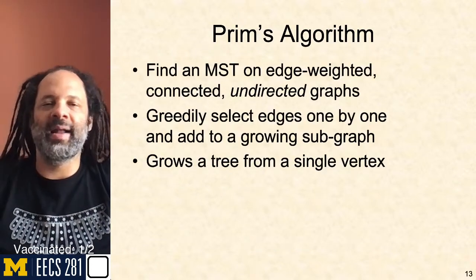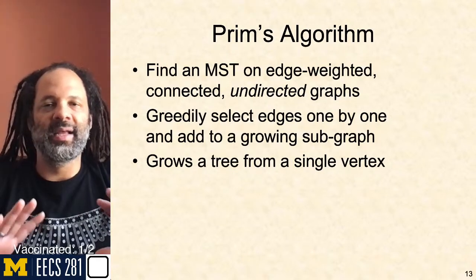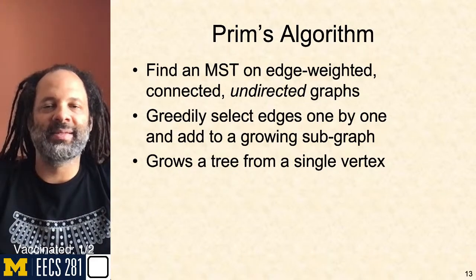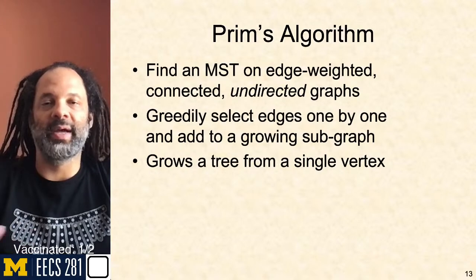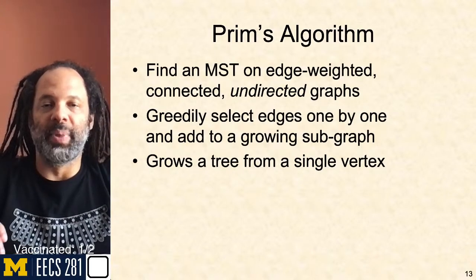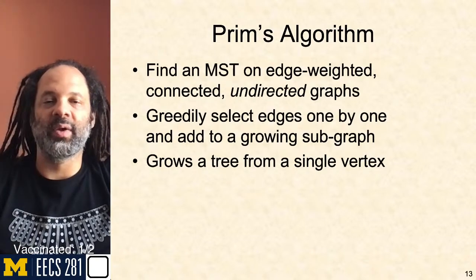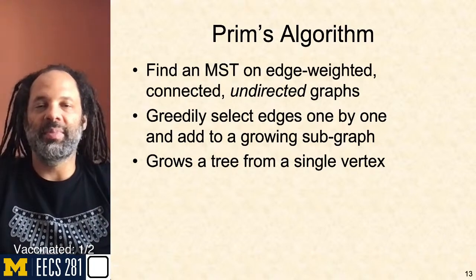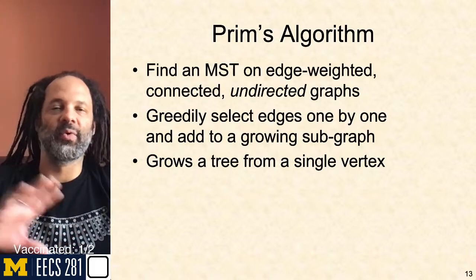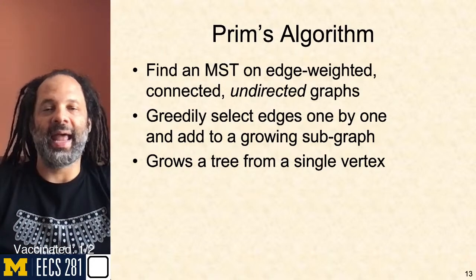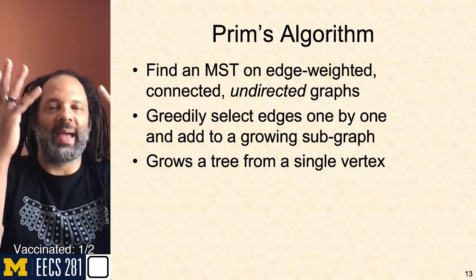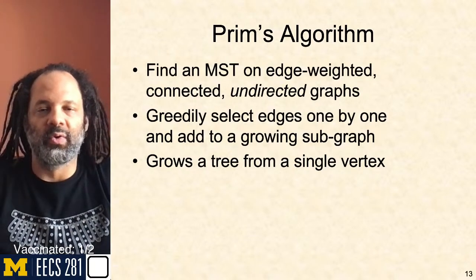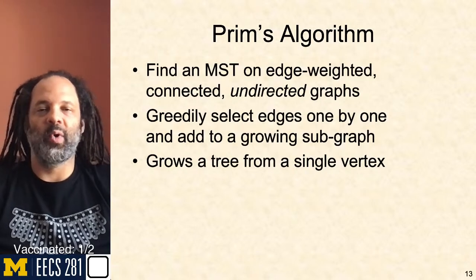Prim's algorithm is going to help us find an MST on these edge-weighted, connected, undirected graphs. Obviously, we can't find an MST if something doesn't have connectivity. An MST without edge weights is possible. That's just any tree. But edge weights make it something we can actually minimize. And it's good for undirected graphs here. We're going to work on graphs that have connections from A to B and B to A everywhere we see it. What it does is it greedily selects edges one at a time and adds them to this growing subgraph. So we start out the subgraph, we keep adding to it. We have this tree that expands. We grow this tree from a single vertex just by adding more and more edges.